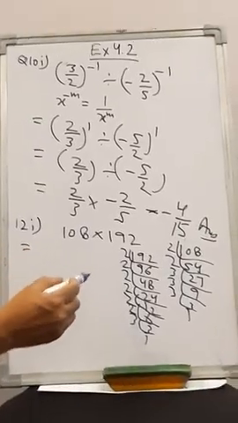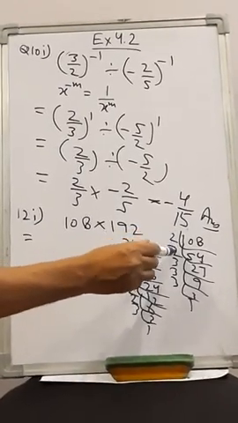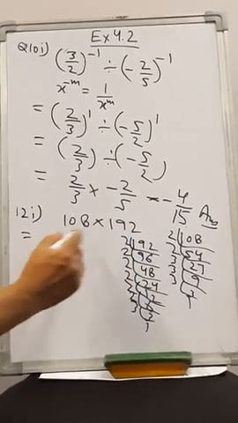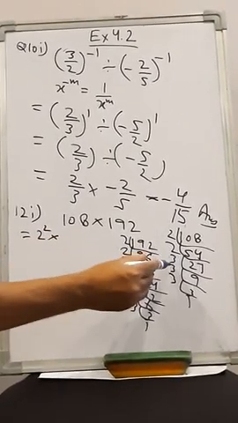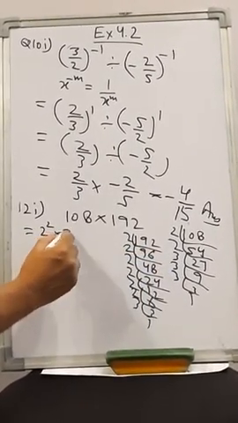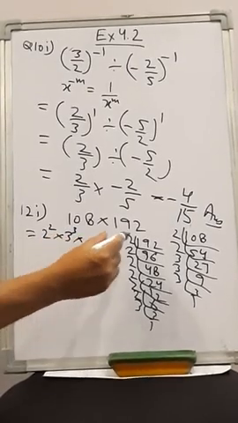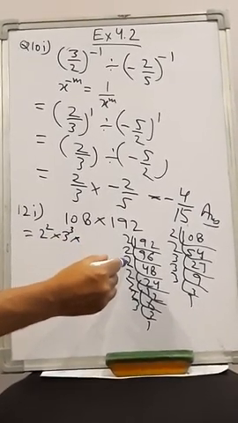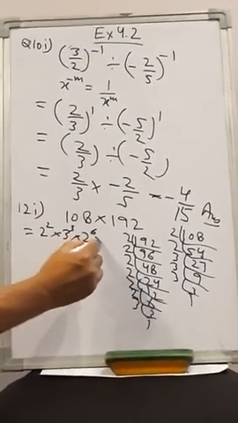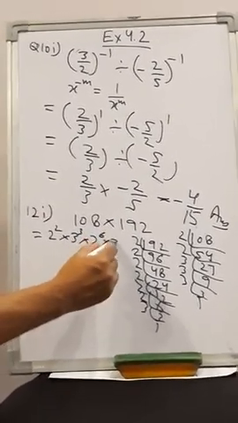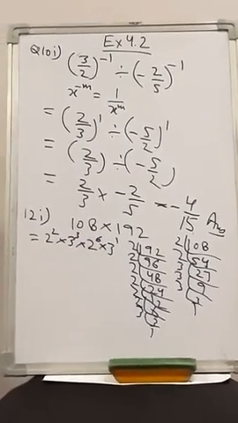Now let us count how many times 2 comes here. It comes 2 times, so it is 2 to the power 2. And how many times 3 comes here? 1, 2, 3. So it is 3 to the power 3. And in this, 1, 2, 3, 4, 5, 6. 2 comes 6 times, so 2 to the power 6. And 3 comes 1 time, so 3 to the power 1.